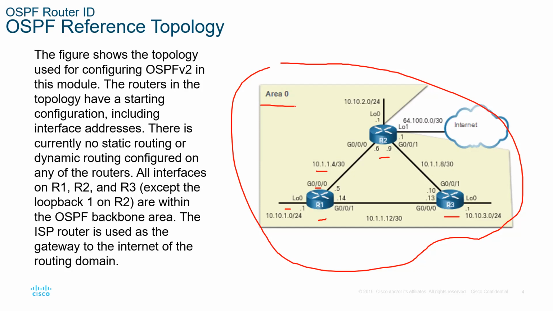There is currently no static routing or dynamic routing configured on any of the routers. However, all the interfaces on router 1, router 2, and router 3, except the loopback, are within the OSPF backbone area. Remember the backbone area that we talk about? That is area 0. So the ISP router, this is the internet, is used as a gateway. This is our gateway to the internet for our routing domain.